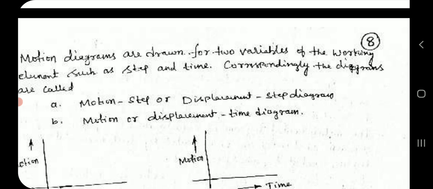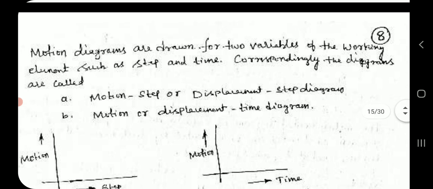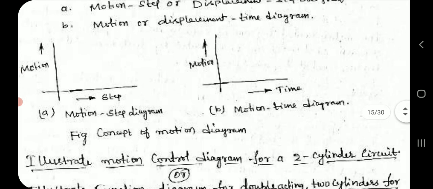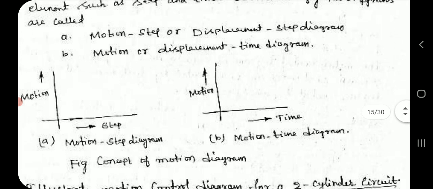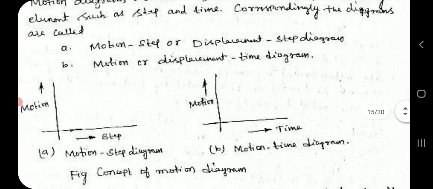Motion diagrams are drawn for two variables of the working element, such as step and time. Correspondingly, the diagrams are called motion step or displacement step diagram, and motion time or displacement time diagram. Figure indicating the concept of motion diagram. First one indicating motion step diagram, second one indicating motion time diagram.